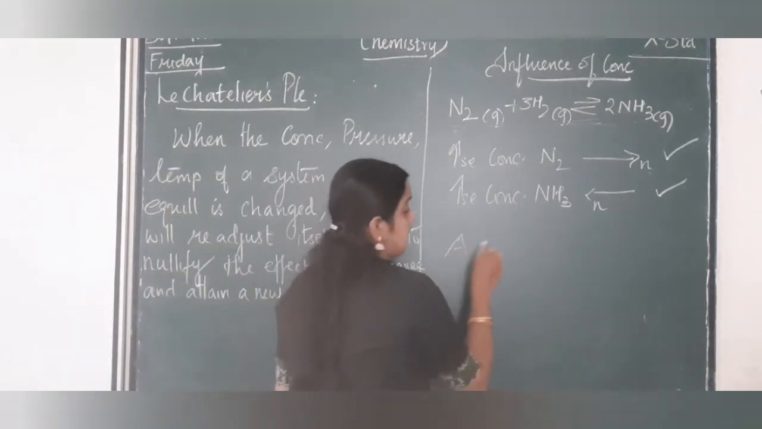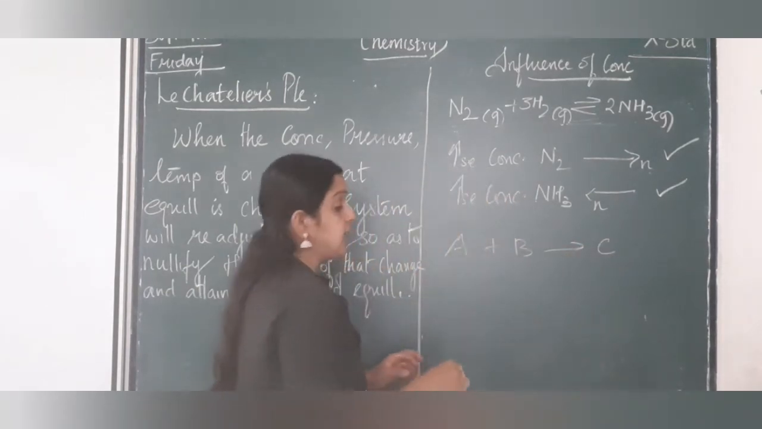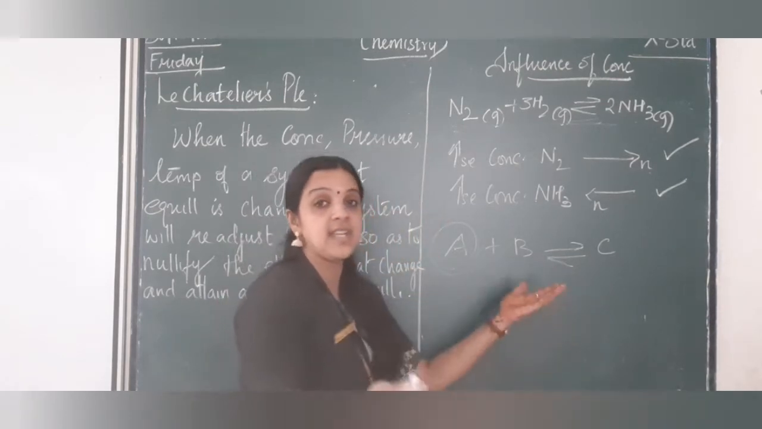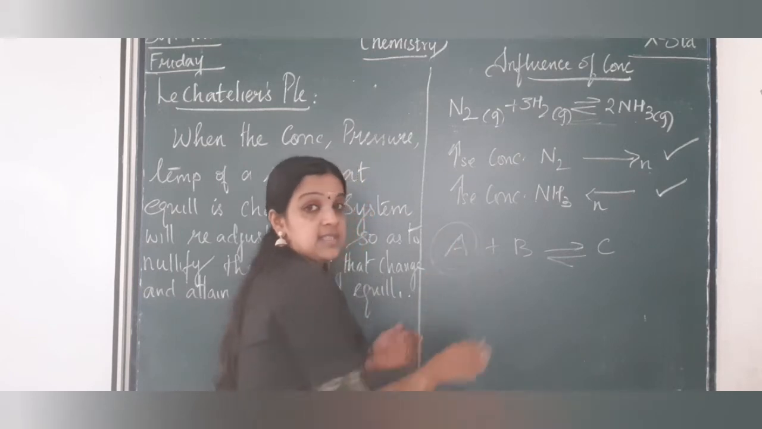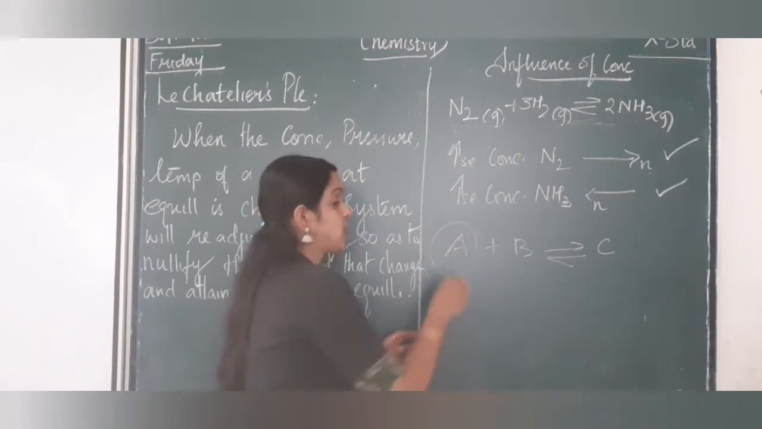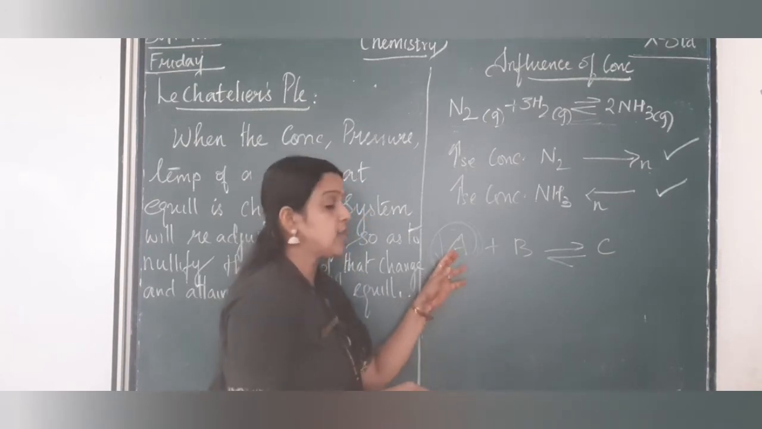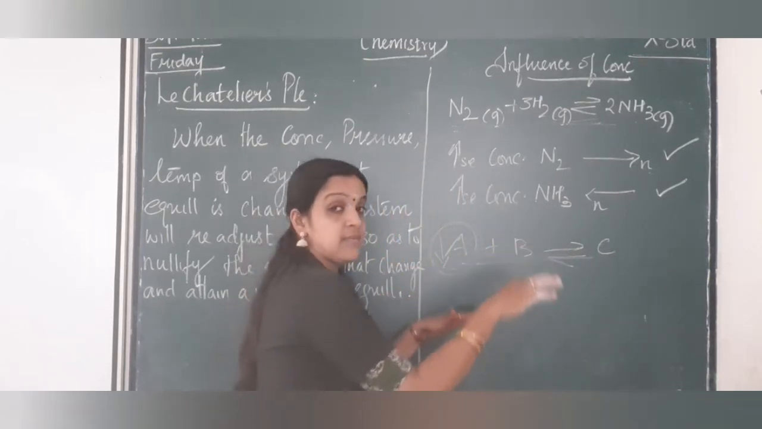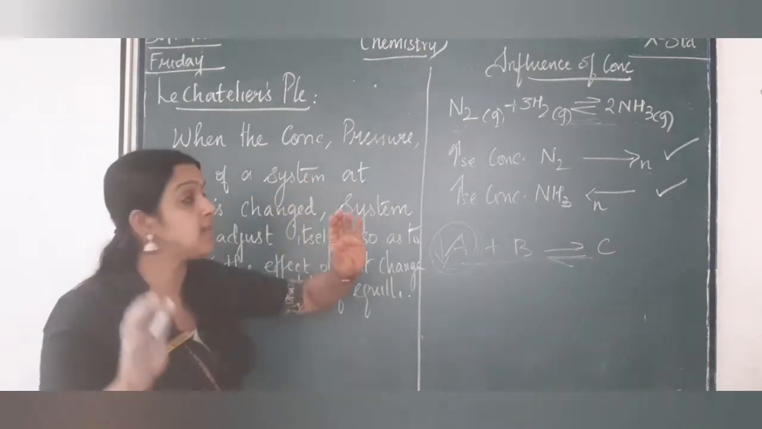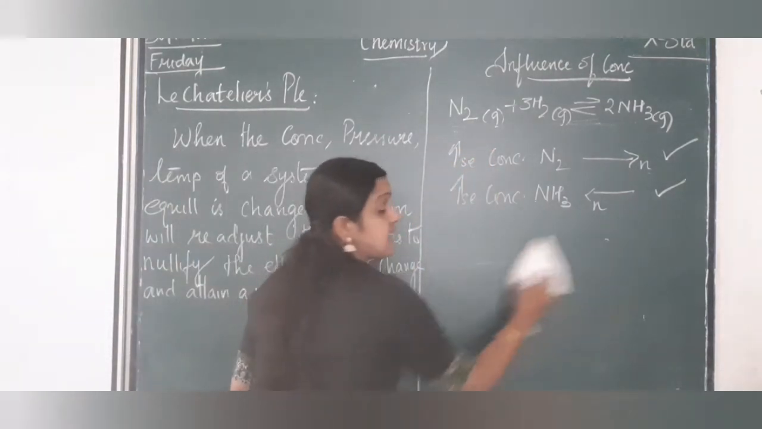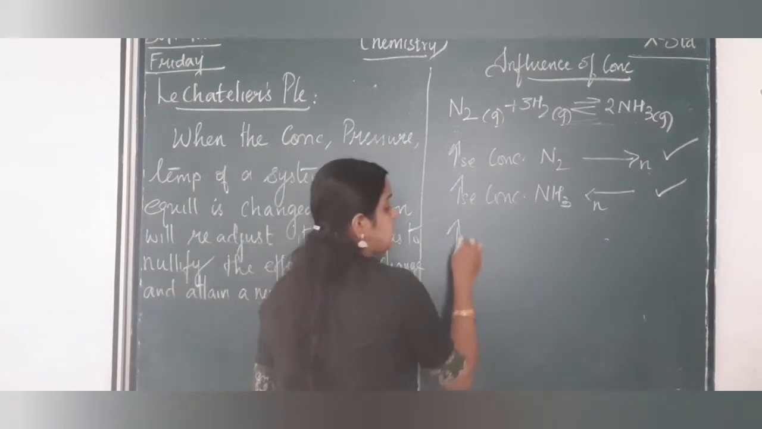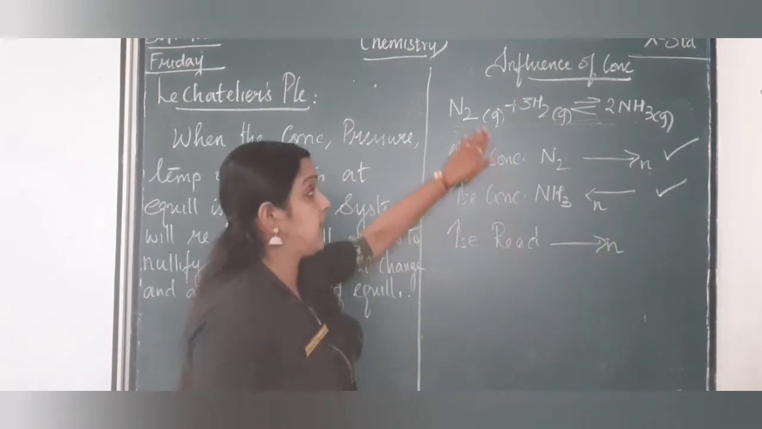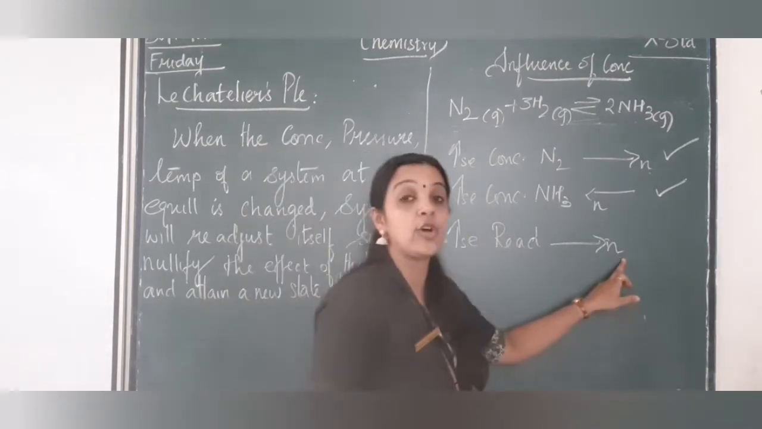I have A plus B giving C. If I have more of A, this is already attained equilibrium. Now reactants and products are equal. If I add more A, the system is disturbed. So what should I do? I should reduce the concentration of A. To reduce the concentration of A, it should be giving C, more and more C, so that the system will attain a new equilibrium. So you should always remember, when there is an increase in concentration of reactant, it will be forward reaction. When my reactant concentration is more, it will be forward reaction.